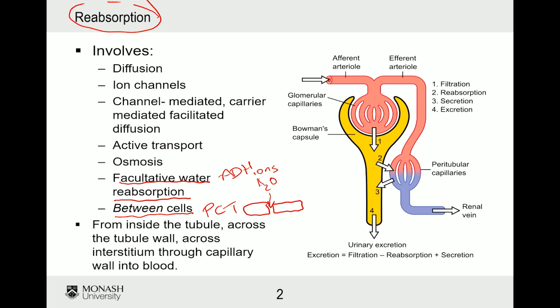Reabsorption, most importantly, happens from inside the tubule, across the tubule wall, across the interstitium, through the capillary wall and into the blood. So it is quite a complicated process. Over here is a summary of the processes that go through the nephron. So we've had a look at filtration, and now we're having a look at reabsorption, which goes back into the peritubular capillaries you'll remember from your anatomy. And that will go through to the renal vein, and what's left will be excreted.